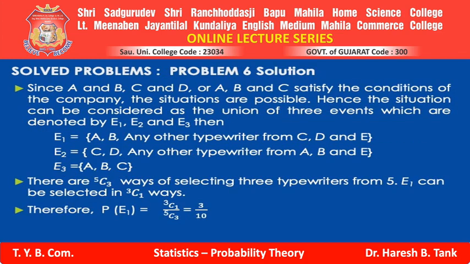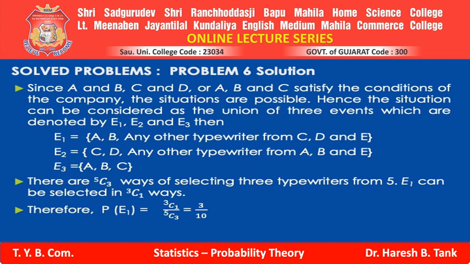Since A and B, C and D, or A, B and C satisfy the condition of the company, these situations are possible. Hence the situation can be considered as the union of 3 events, which are denoted by E1, E2 and E3. What is E1?